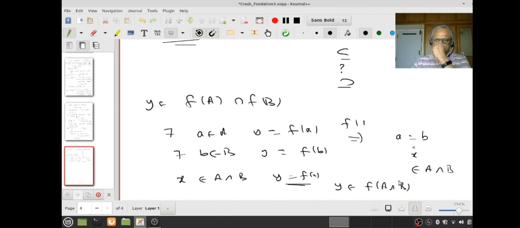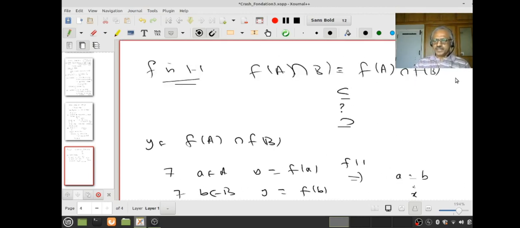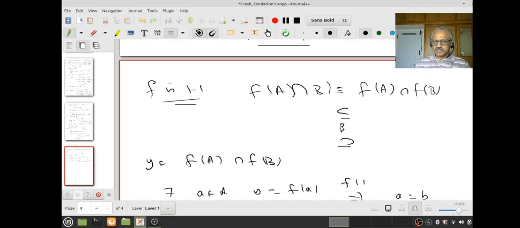So how do you think I have proved it? I start with y in f of A intersection f of B, then I proved there is an x in A intersection B, so that y equals f of x. That means these two are equal. This is under the assumption f is 1-1.